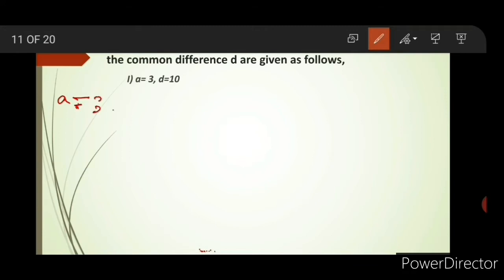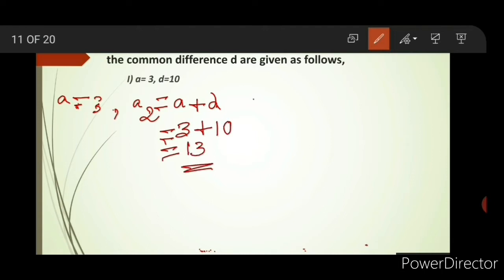Then, what is the next term? A2. How can you write A2? A2 is equal to A plus D, that is previous term plus common difference. Substitute the values: A is equal to 3 plus common difference 10, that's equal to 13. So, second term is 13.